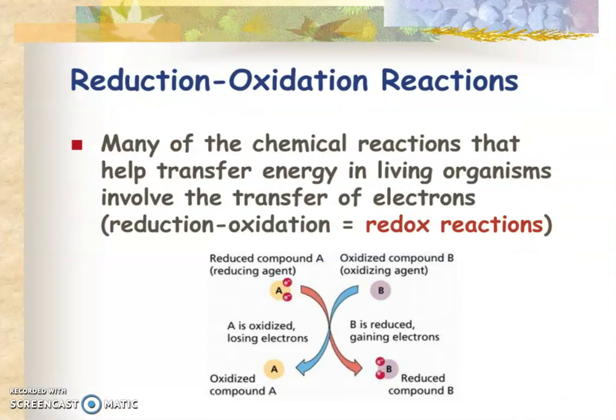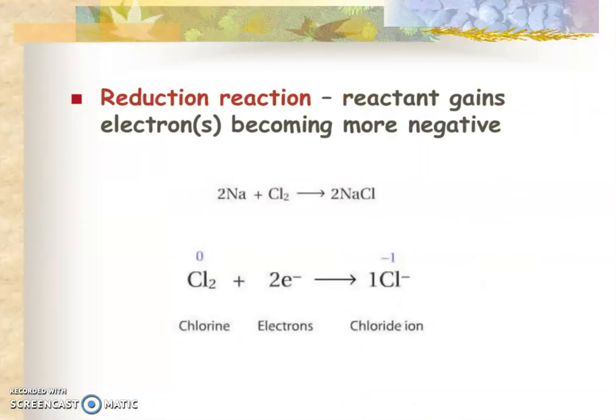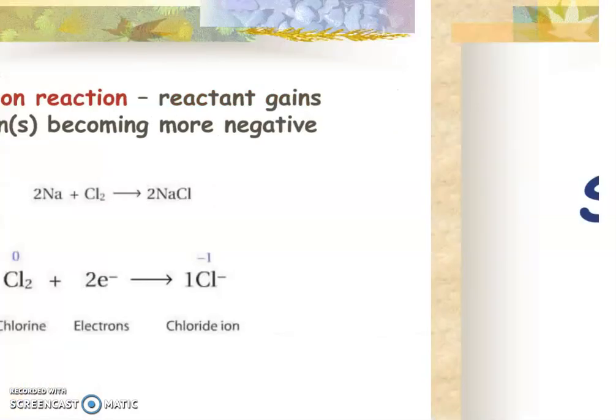Now, reduction-oxidation reactions. Many of the chemical reactions that help transfer energy in living organisms involve the transfer of electrons. These are redox reactions. You can see here the reaction. In an oxidation reaction, the reactant loses electrons and becomes more positive. You can see here sodium loses one electron and becomes positive. In a reduction reaction, the reactant gains electrons and becomes more negative. You can see the sodium reacting with chlorine to form sodium chloride, so Cl2, 0, becomes -1.